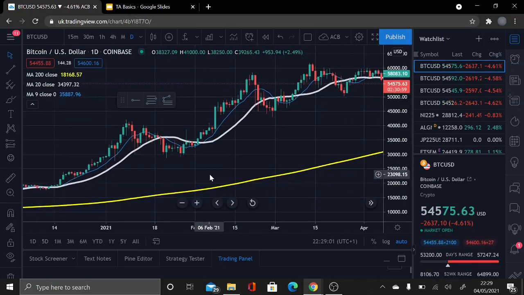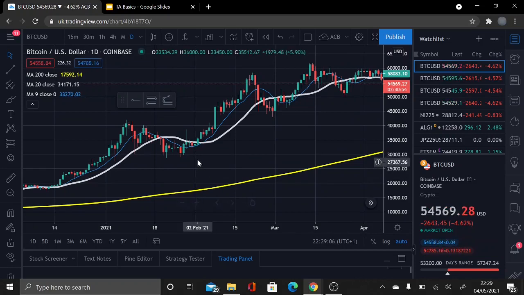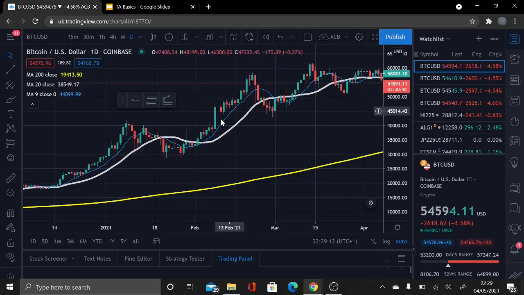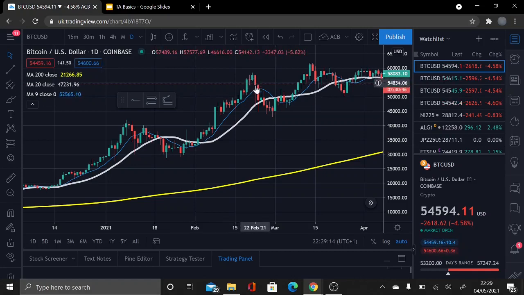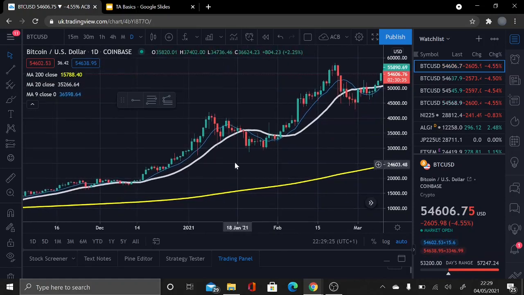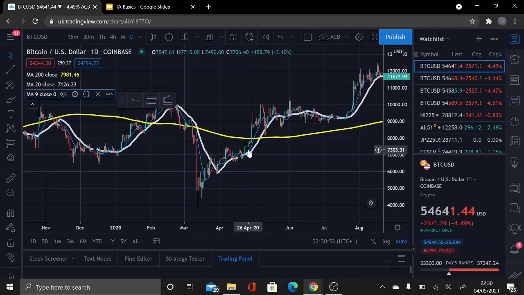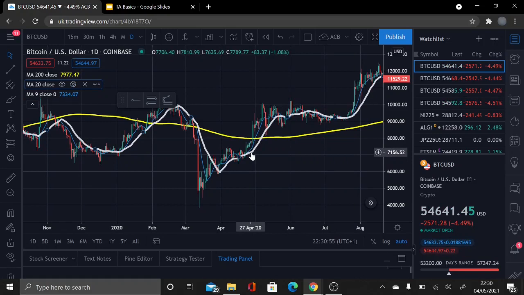The fundamental principle of a moving average is that when the smaller time frame moving average goes over the larger time frame, that's when the price goes up. And when we get the inverse, so when the lower time frame moving average goes below the larger moving average, the price goes down. That's all you need to know. This is the 9 moving average here in blue. This is the 20 in white, and this is the 200 in yellow.